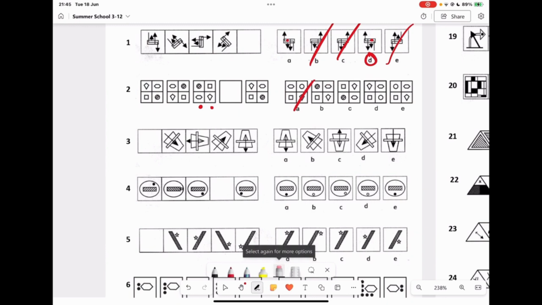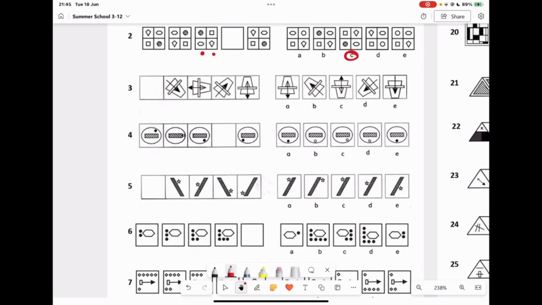So remember, we're looking at having the hexagon. So yeah, the hexagon will be in the bottom right, and the kite will be in the top right. Okay, so looking at that, we know that the answer would be C. Okay, so the answer for question 2 is C. Okay, now we're going to move on to question 3.